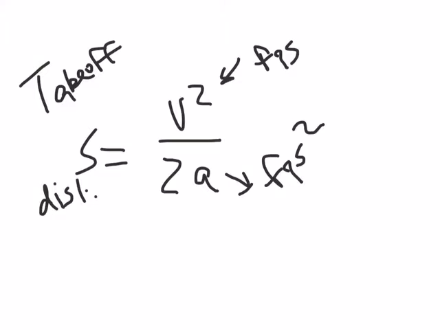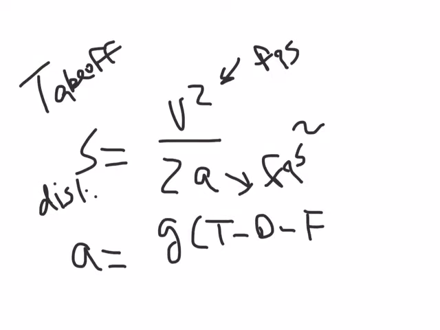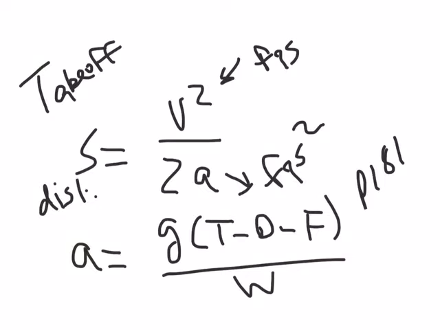However, this isn't looking at any type of gravity or weight, so we can find what the acceleration is. We would do this: gravity times thrust minus drag minus total force divided by the weight. And this is on page 181. If we plug this in, now we've got an acceleration that looks at gravity and weight to give you a pure distance value for takeoff performance.